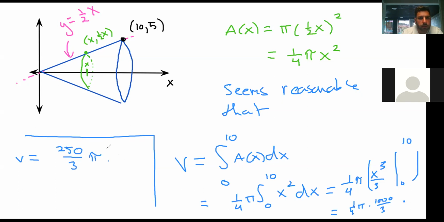Does that seem correct? Does that match our formula? And the answer is yes. Because another way of writing this is pi, and then the radius is 5 squared, the height is 10, over 3, which matches the formula we saw earlier on Google.